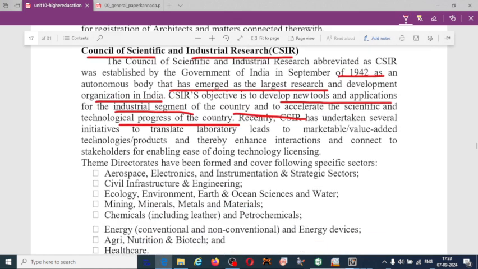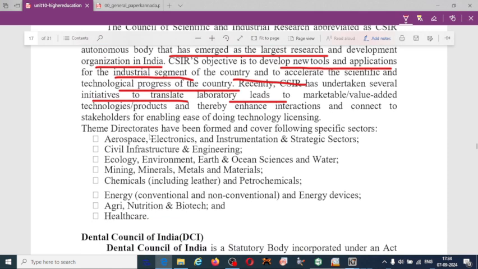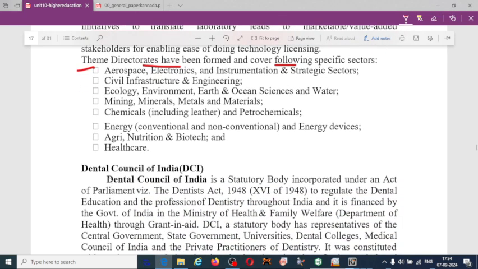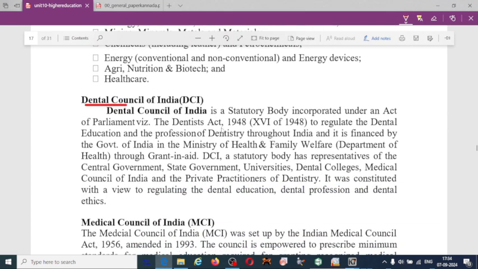So it has taken several initiatives to translate laboratory leads to marketable products. The directorates have been formed and cover the following specific sectors: aerospace, civil, ecology, mining, chemicals, and many more areas. DCI, Dental Council of India, came into existence in 1948 to regulate dental education and the profession of dentistry throughout India.